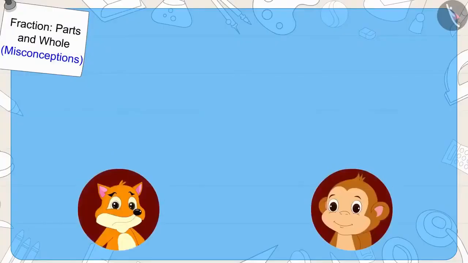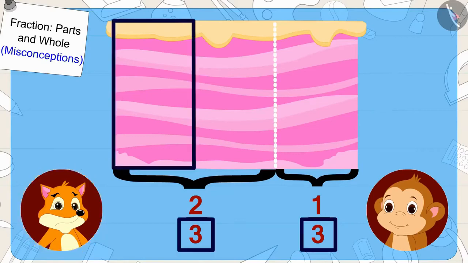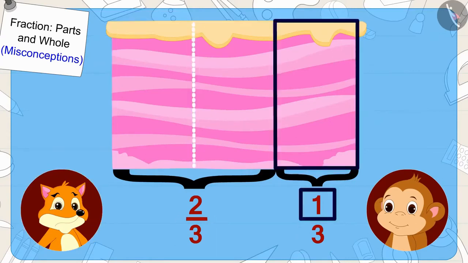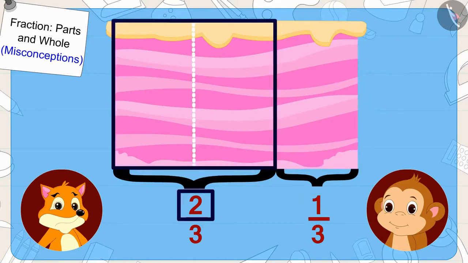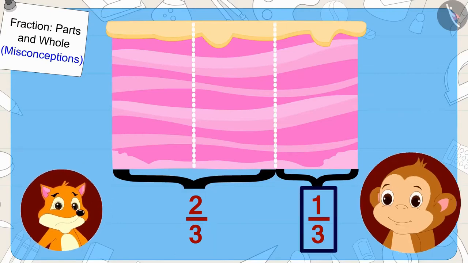Children, the fox has divided the cake into 3 equal parts. But are they both getting equal amount of cake? The fox was once again fooling Babban. The fox has divided the cake into 3 equal parts, but Babban has got only 1 part, while the fox has got 2 parts. Hence, the fox has got more cake than Babban.